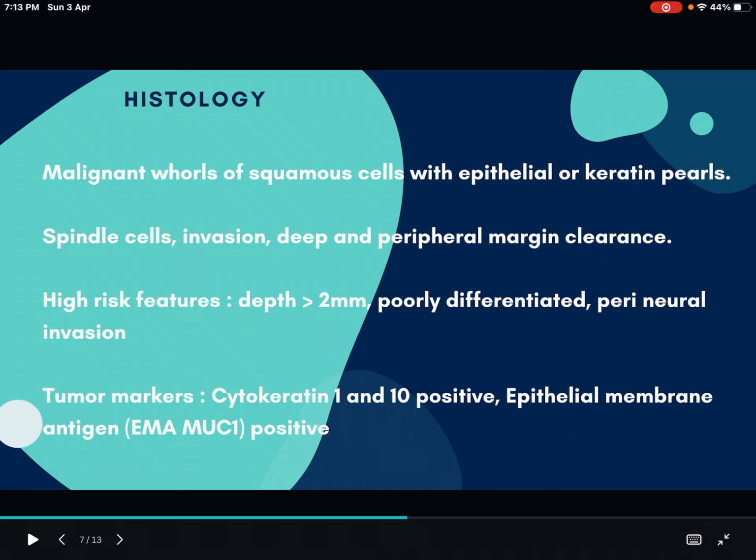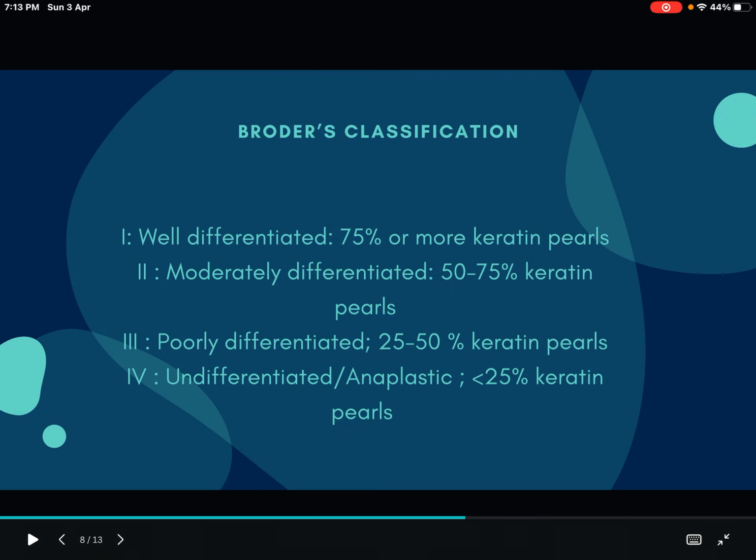Coming to the tumor marker, cytokeratin 1 and 10 will be positive and also epithelial membrane antigen, EMA-MUC1, will be positive. These are the histological features.